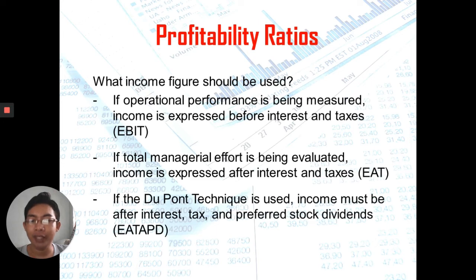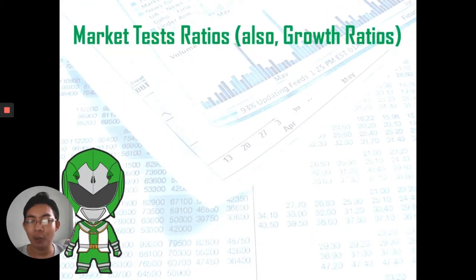If the DuPont technique is used, yung tinatawag natin kanina, si Roy at saka si Roe, income must be after interest, tax, and preferred stock dividends. Let's proceed to our last ranger.